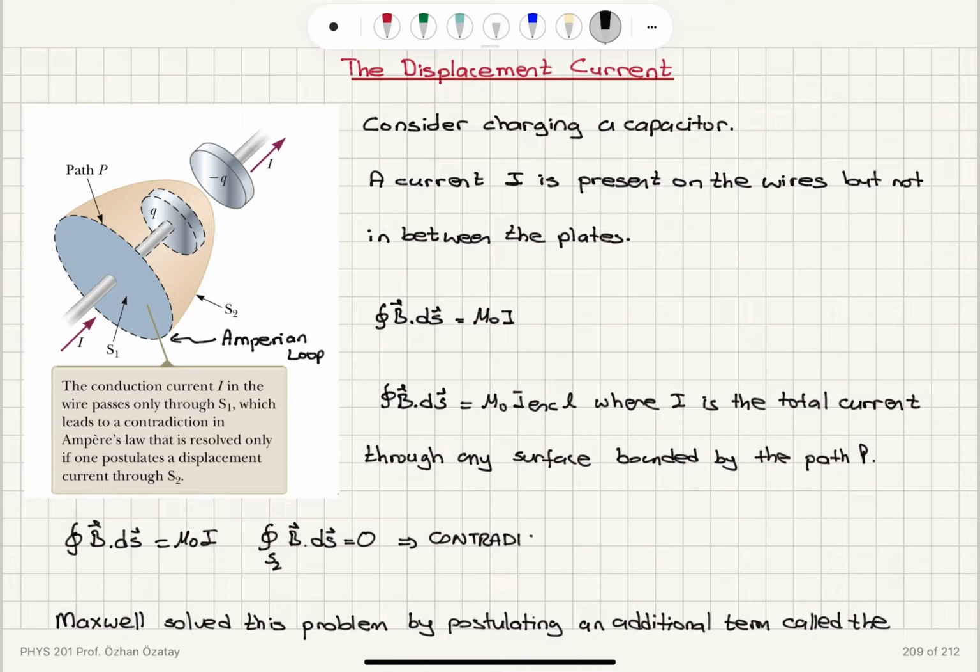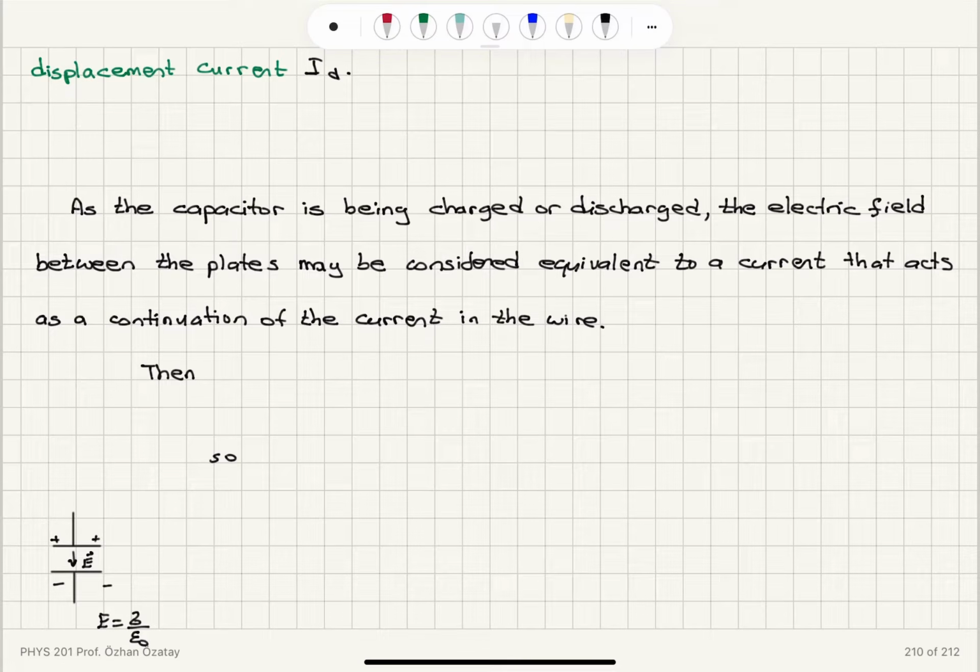So this creates a contradiction because Ampere's law says this integral should be equal to mu 0 I enclosed, where I is the total current through any surface bounded by this path P. This surface S1 has the current I going through it. This surface S2, which is also bounded by this path, has no current flowing through it. And Maxwell solved this problem by postulating an additional term, which is called the displacement current. Maxwell introduced this displacement current, ID, is equal to epsilon 0, permittivity of free space, times the rate of change of electric flux, d phi e dt.